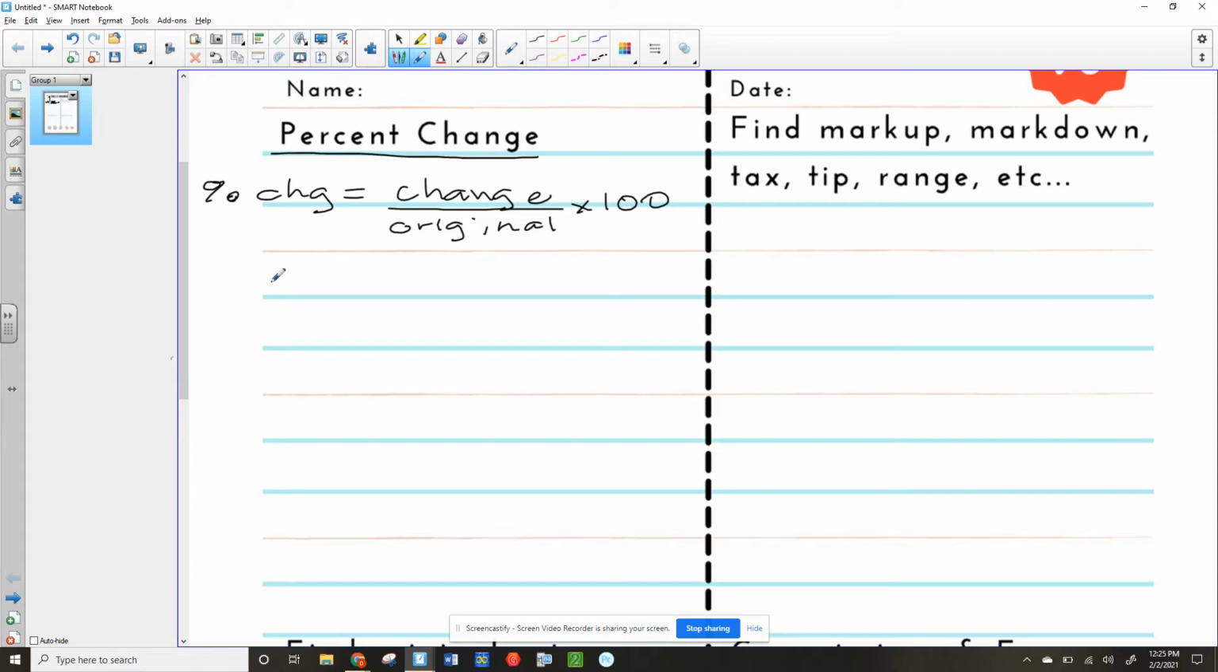So if we were changing from, let's say, 25 down to 17, the change is 8 divided by my original, which is 25. So I put that in my calculator, and I get 0.32, and then I multiply that by 100, and I get 32%.